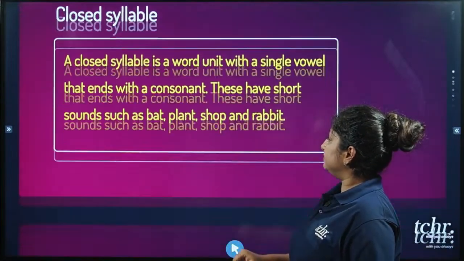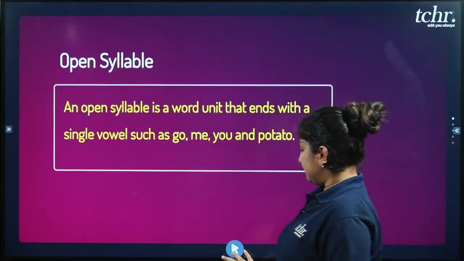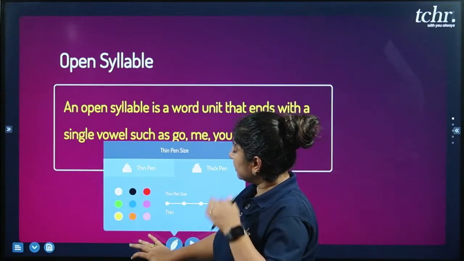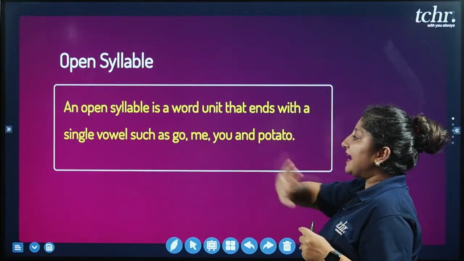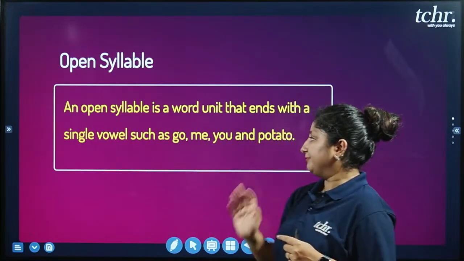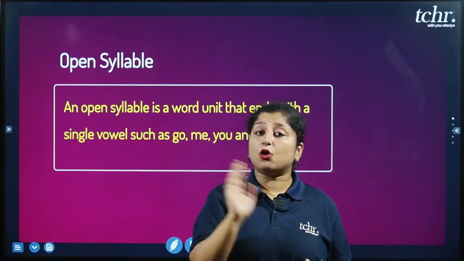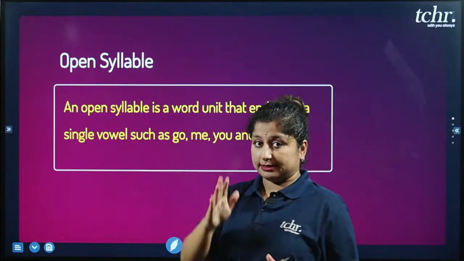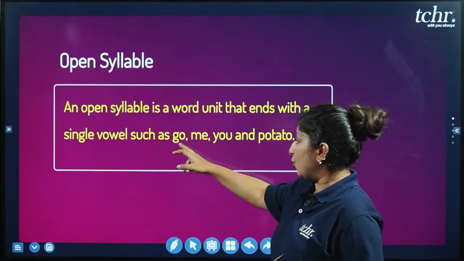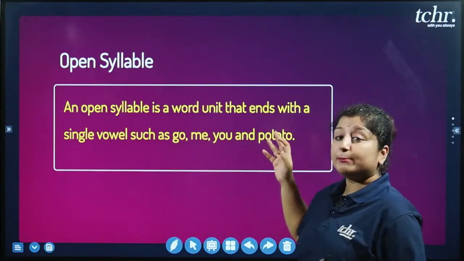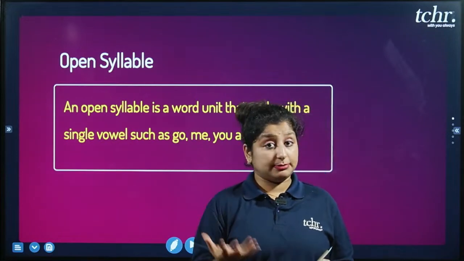Another type. What is it? Open syllable. Open syllable is a word unit that ends with a single vowel. If it ends with a consonant, we call it a closed syllable. Open syllable means it ends with a vowel. Go, me, you, potato. Here we are not keeping a count on how many syllables there are.